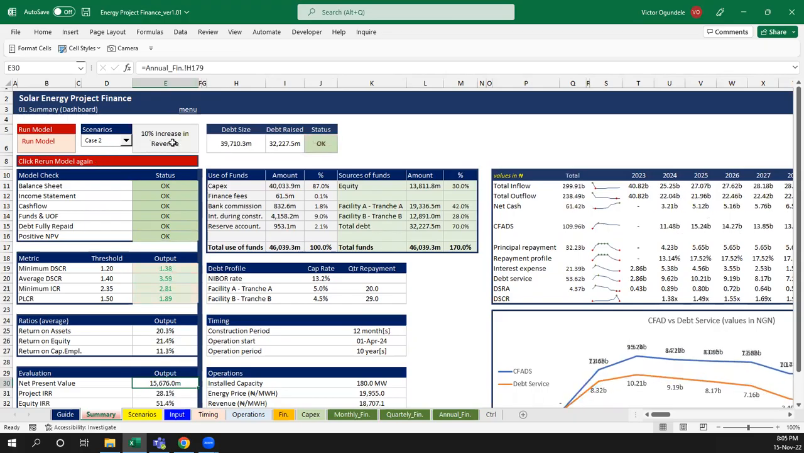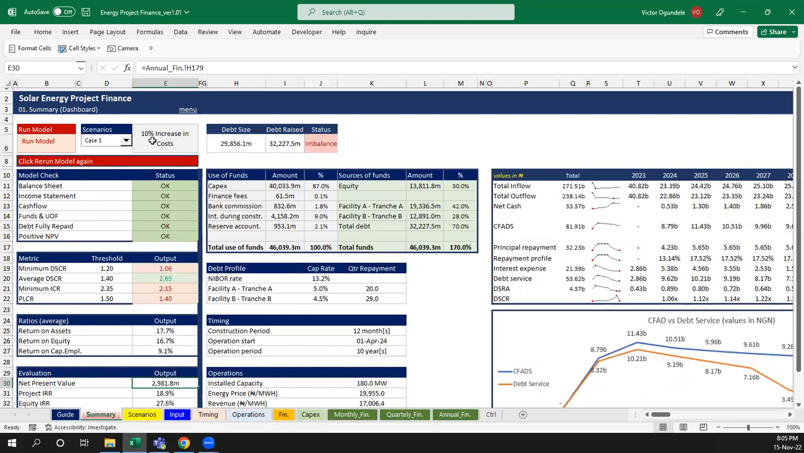So let me change it back to maybe case two. What do we have in case two? 10% increase in revenue. So everything looks good. So case three is saying what? 10% increase in costs, every other thing being equal. And you can see the effects. Now it's going to tell me I should rerun the model because the macro needs to work.